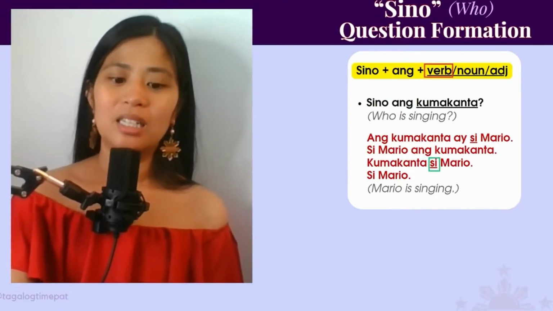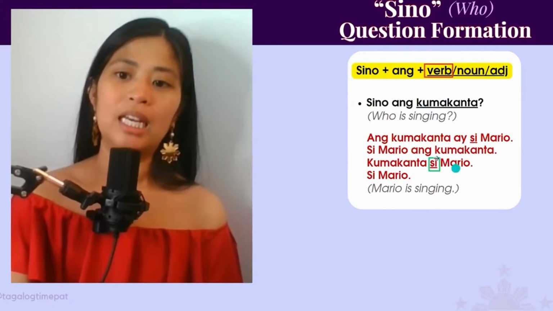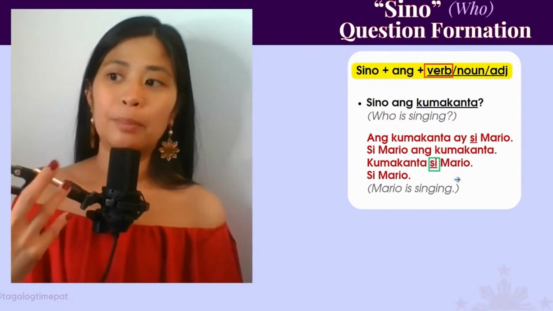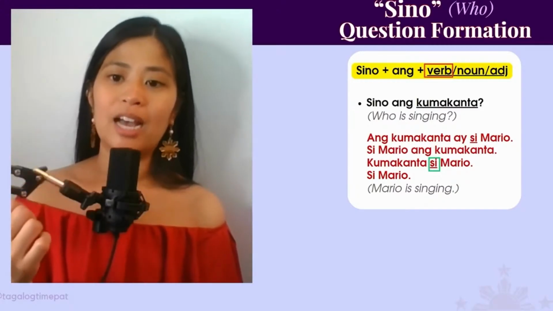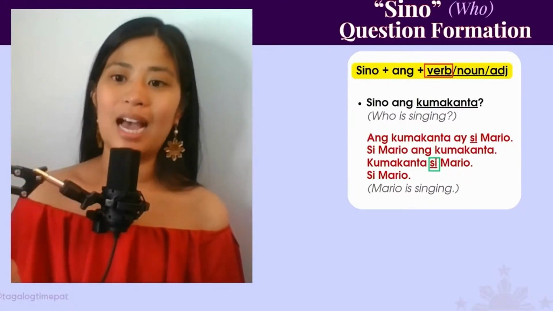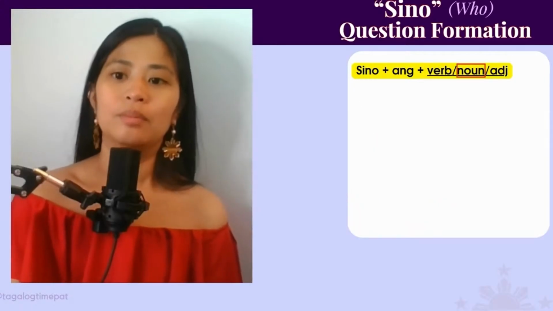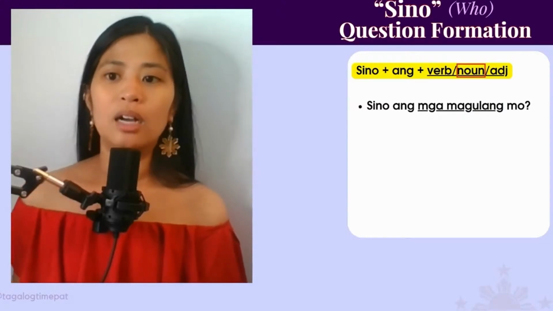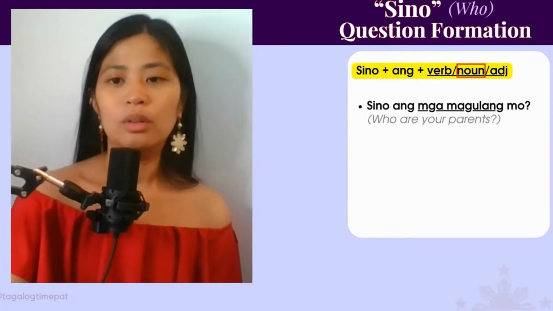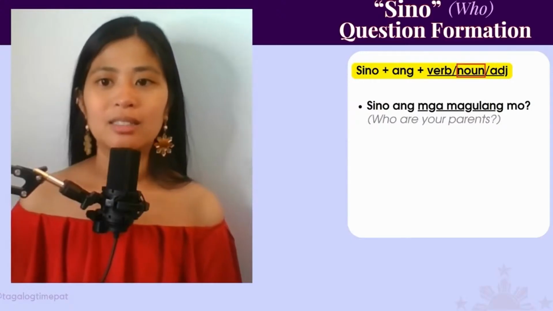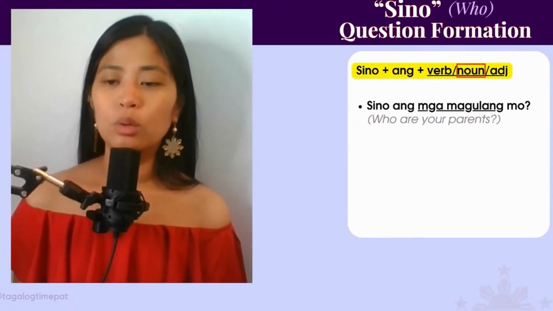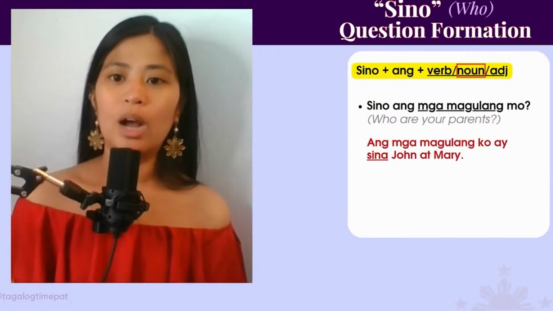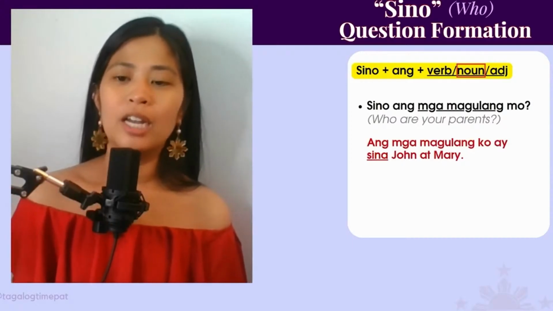And then there is the word that has to be in the answer: si. Because we're asking about a person, your answer has to have si, or sina if it's more than one person. We'll see that. So now if you are going to fill it in with a noun, sino ang mga magulang mo? Mga magulang means parents. Sino ang mga magulang mo? Who are your parents? Ang mga magulang ko ay sina John at Mary.